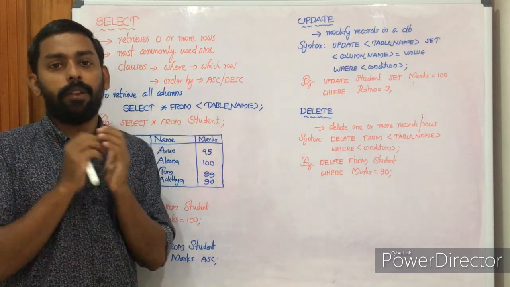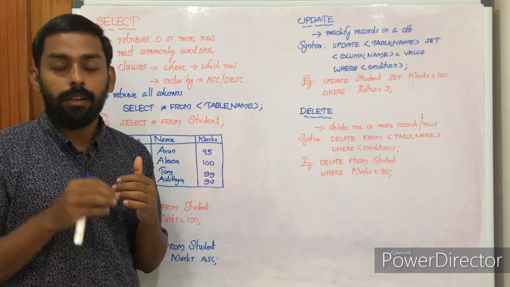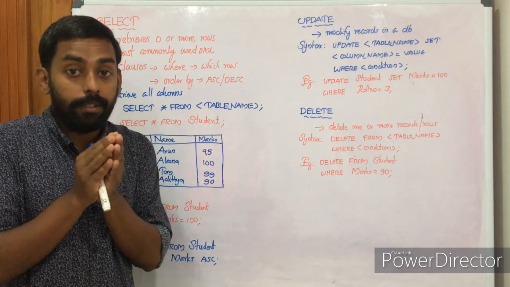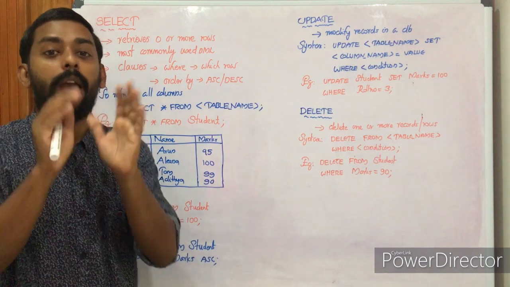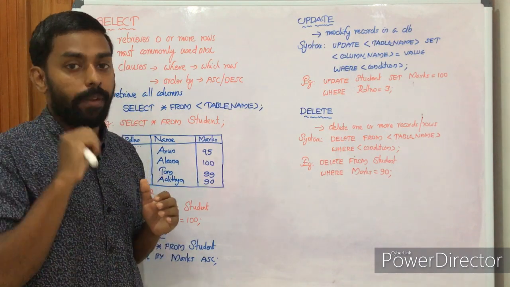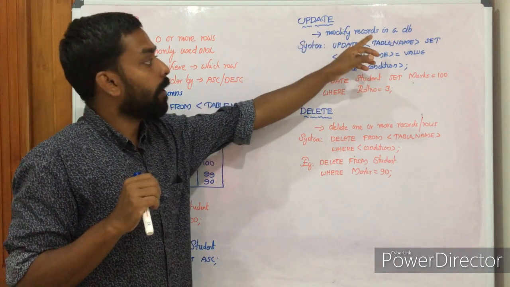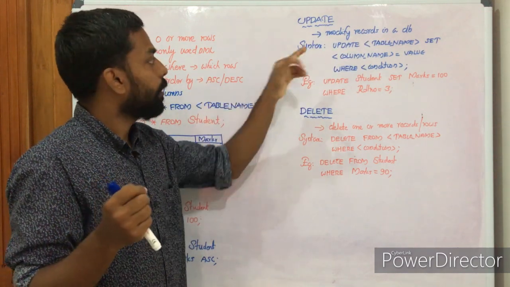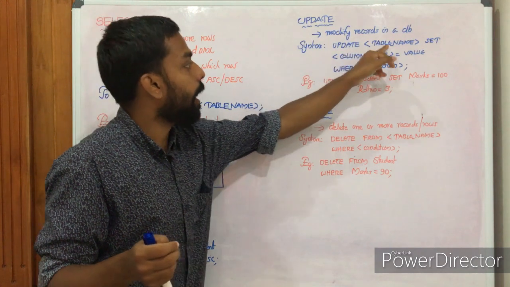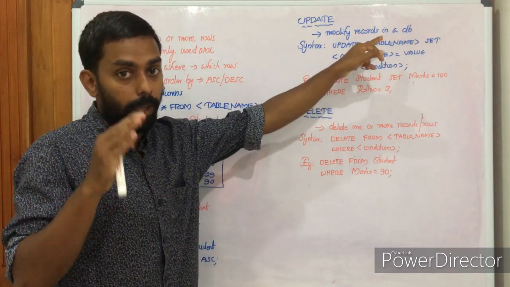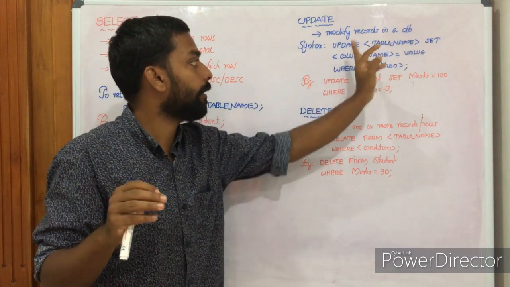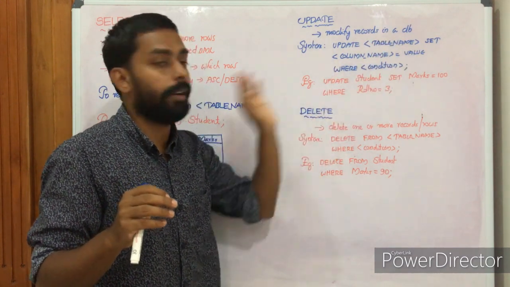We have seen the difference between update and alter, right? Alter is a DDL command and update is a DML command. Update is a DML command used to update the data value, to modify records in a table. Here is the syntax: update table name set column name equal to value where condition.